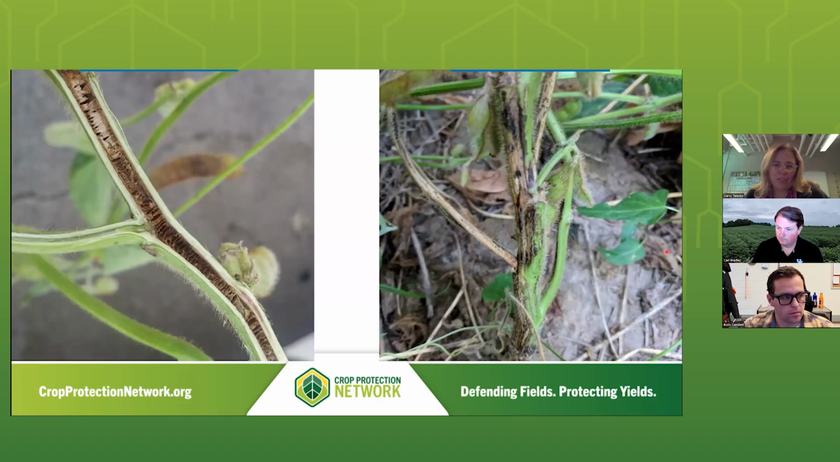We've already reviewed some of the symptoms that we see in the lower stem for red crown rot, but that's just something I think you have to get out and look and really see what's going on in some of those poor growing areas of your fields.